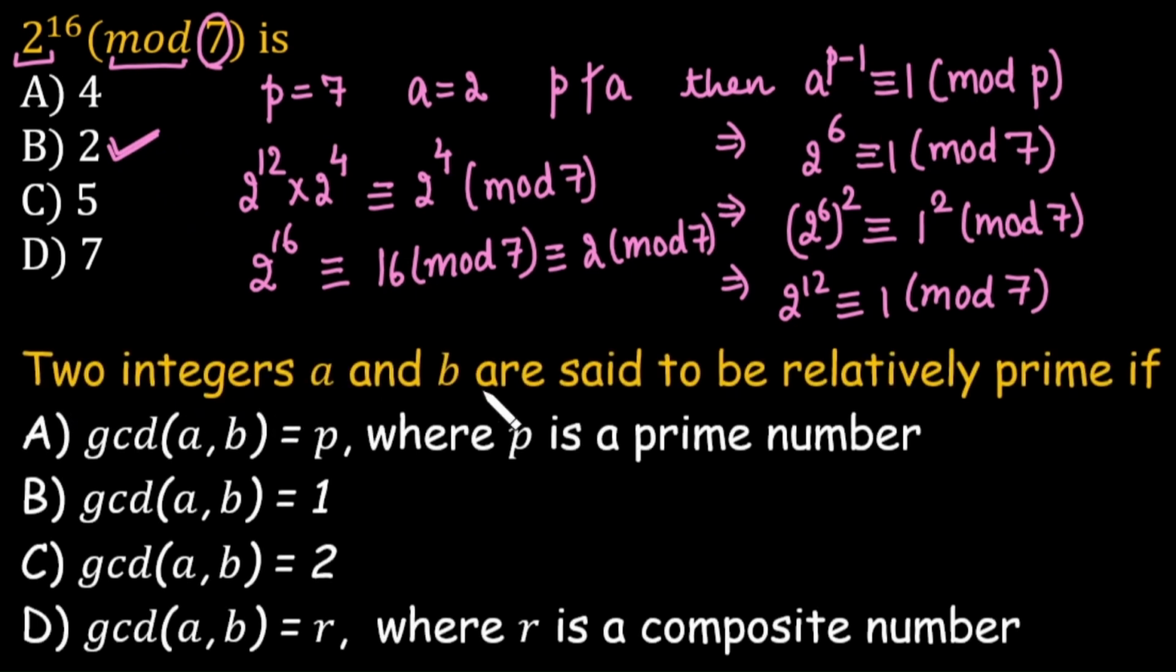Next, two integers A and B are said to be relatively prime if GCD is equal to 1. When we have the concept of a prime number, it has one property: the GCD between two numbers is equal to 1. And if it is relatively prime, we are not sure whether A and B are prime numbers, but surely it is following the property of prime numbers, that is, the GCD of the two numbers is equal to 1.